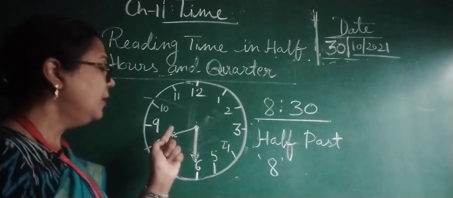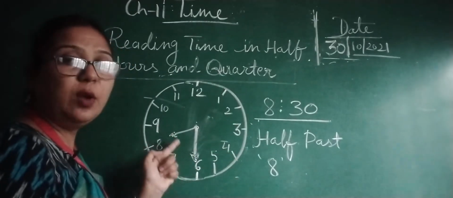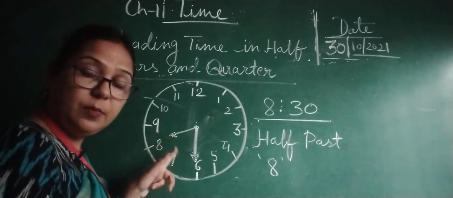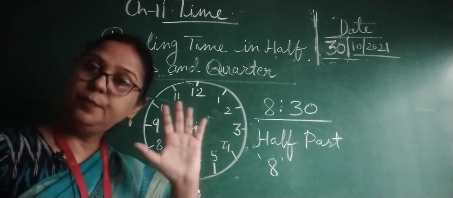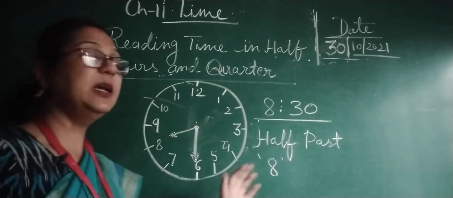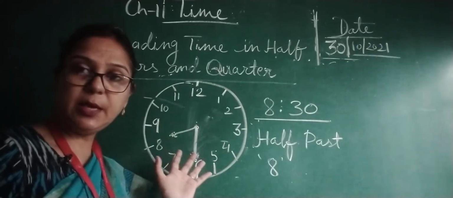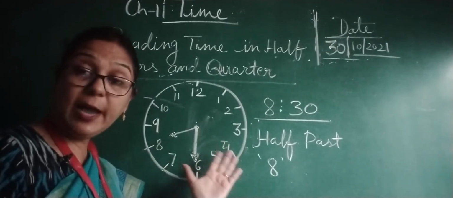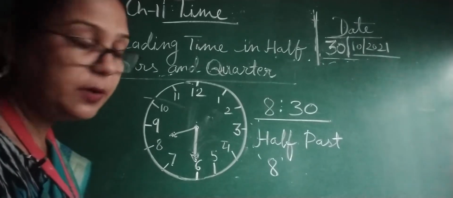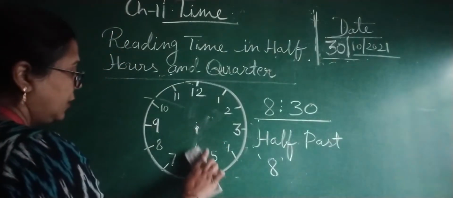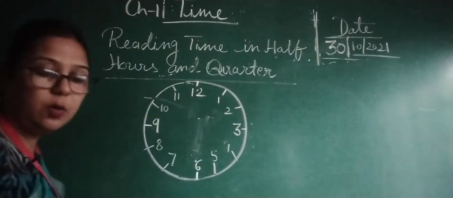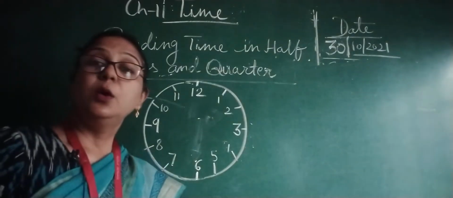When your minute hand is at 6 and your hour hand is in between two numbers, nearer to the given number, we will call this 8:30. Whatever the number is, you will call it this way. Why? Because your bigger hand is at 6. Okay, so now children, we are going to show the quarter also. Half we have discussed. I hope this is clear to you.